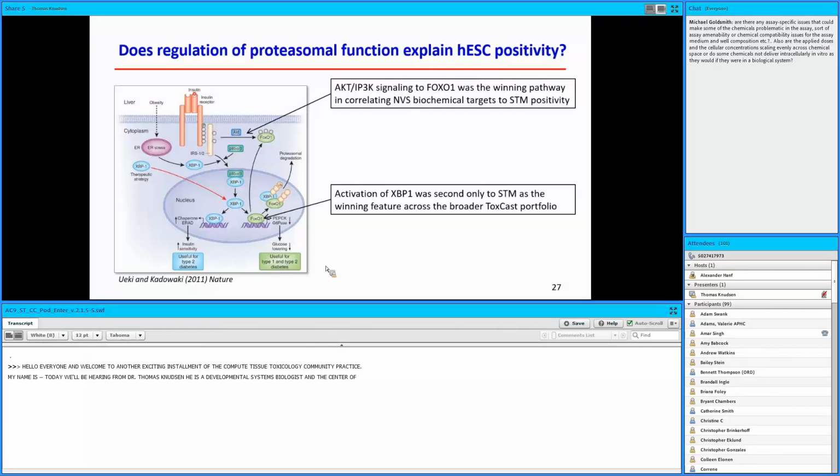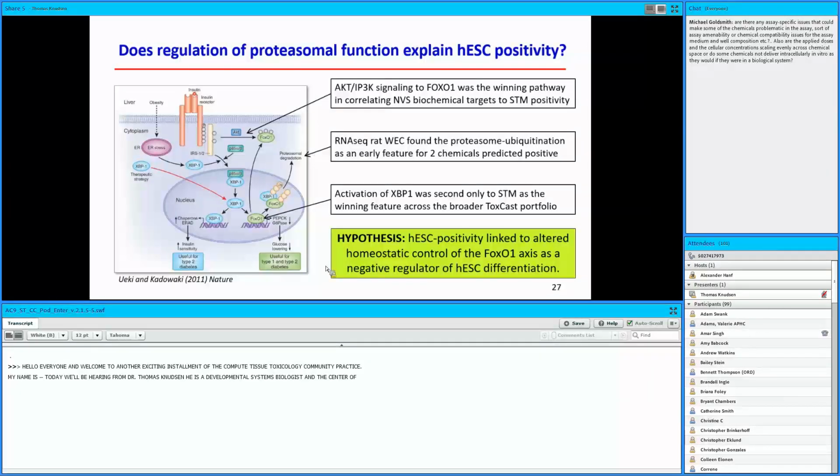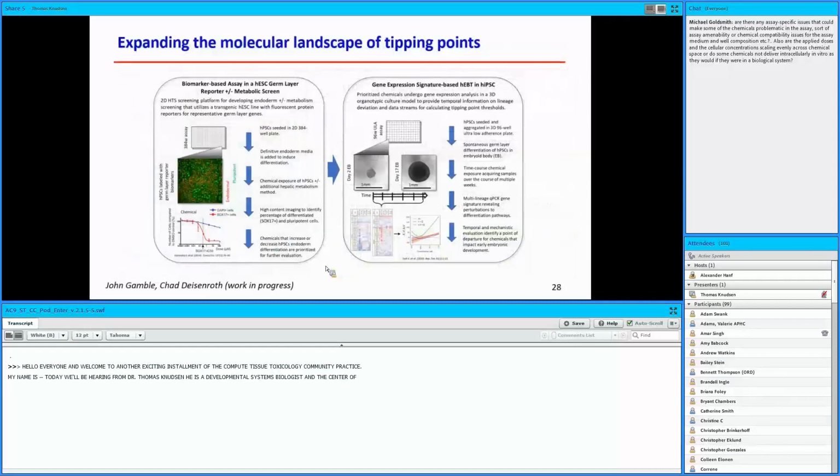assay. We have the study from the NovaScreen work. We have the study from Todd's expanded augmented model. And we have the work from Kate Saili's work on stem cell differentiation. So that really leads us to the hypothesis that stem cell positivity is linked to altered homeostatic control of the FOXO1 axis as a negative regulator of differentiation. And again, that needs to be proven.